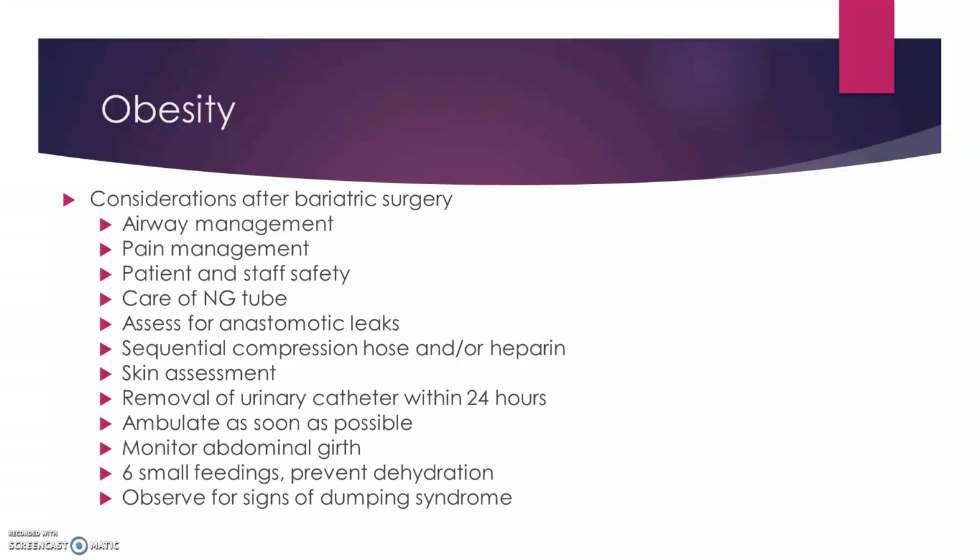So try and prevent any blood clots or DVTs, so we're going to be using the compression hose and heparin. We're going to do good skin assessments because mobility could be an issue. Removal of the catheter within 24 hours to try and prevent any UTIs, and get them ambulating as soon as possible for all of these reasons above. We're going to monitor the abdominal girth and just track it and trend it.